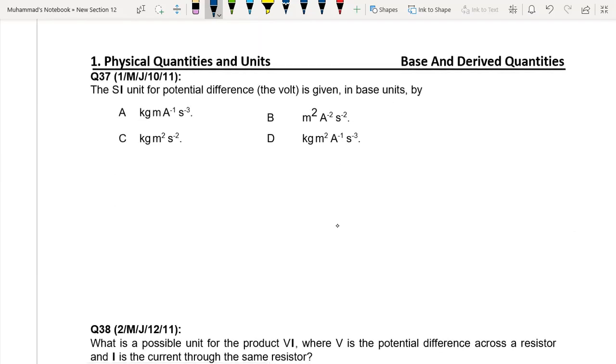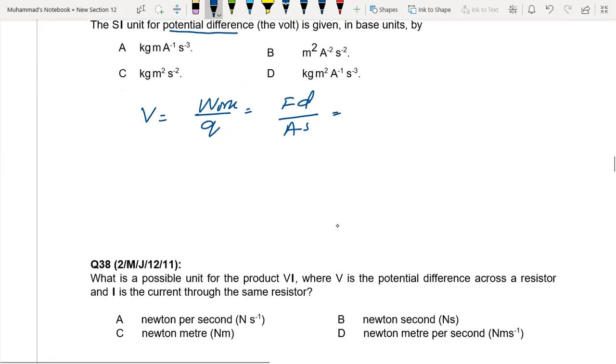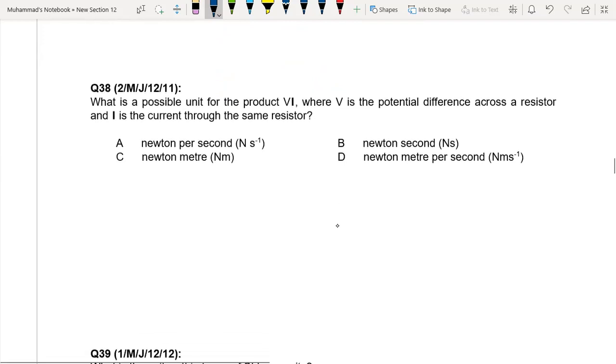37. The SI unit of potential difference is given. So we have already done that. Potential difference is defined as work done per unit charge. So work is F into D, and charge is ampere second. So put unit of force and displacement, you will get answer. What is the possible unit of product VI, where V is potential difference across a resistor and I is current through the resistor? So we have to work for the unit of VI and Newton per second.